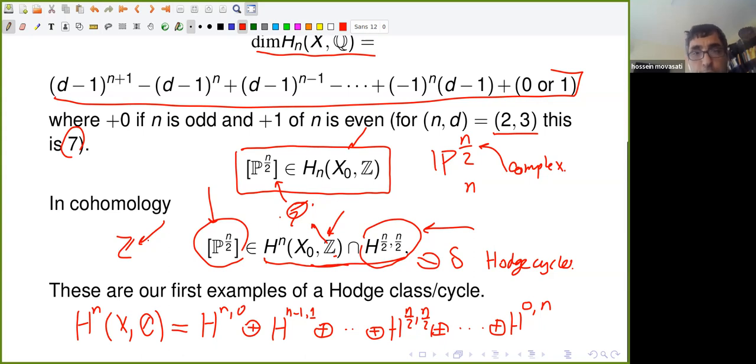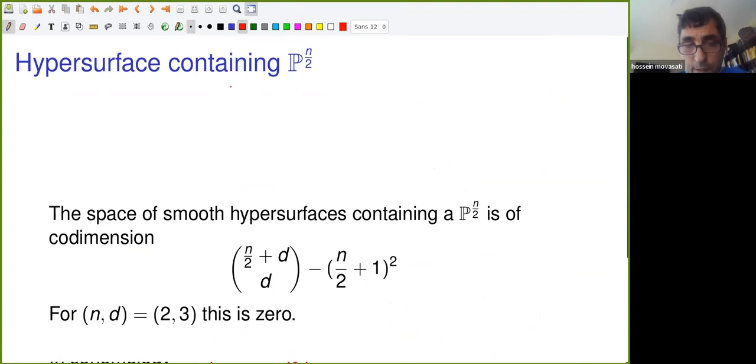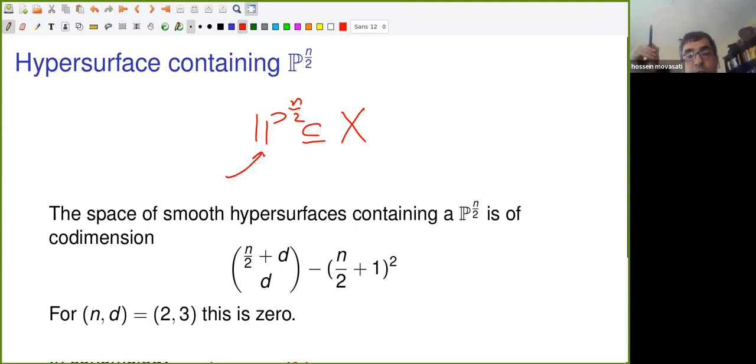Okay, so we got a very big cohomology with a lot of interesting Hodge cycles or Hodge classes. So let's return back to the cubic surface. The phenomenon of a cubic surface will not repeat for hypersurfaces and our algebraic cycles, and the reason is this one. If you consider hypersurfaces which contain a linear projective space of dimension n/2, you can compute the space of hypersurfaces. Basically, it is parameterized by homogeneous polynomials in n plus one variables of degree d. Let's cut out the discriminant.